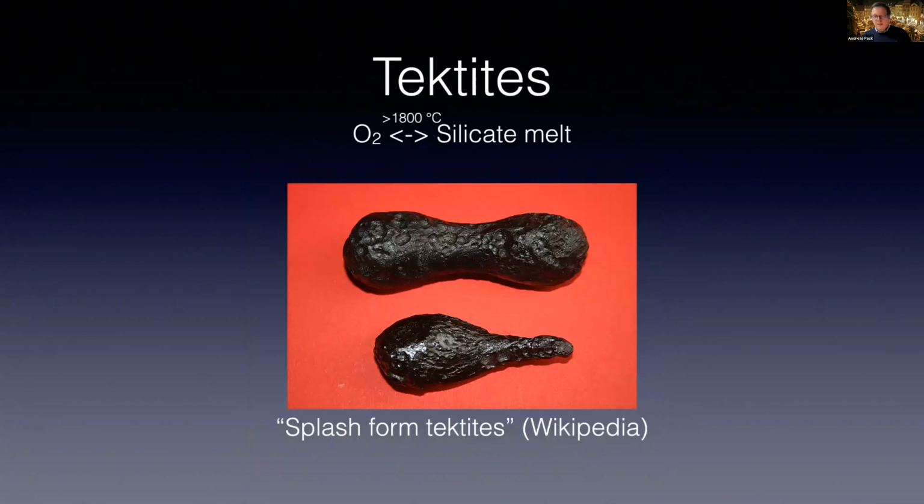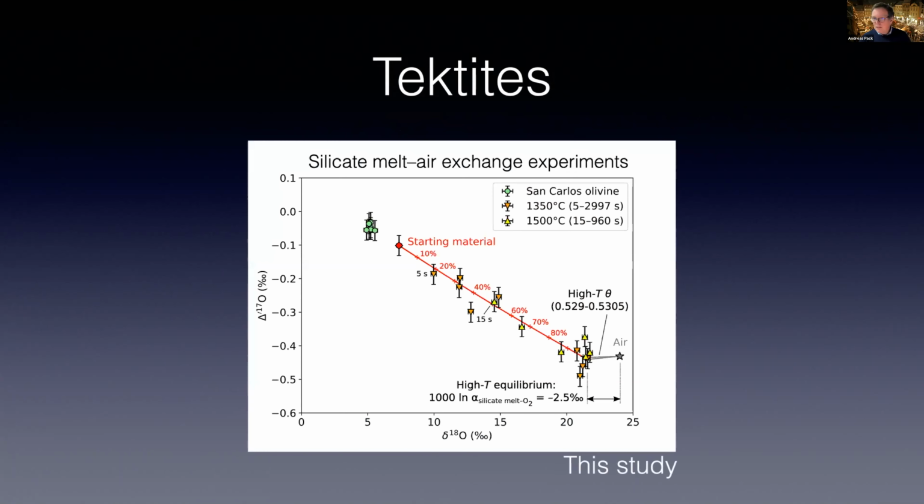Another component that can carry an isotope signature are tektites, and tektites are silicate melts that form in a meteorite impact. These tektites are composed of nearly pure target material, with if any, very little meteoritic component in it. So you can assume that it's a target material, so it's Earth crust. This Earth crust material is melted, flies through the atmosphere, and then at temperatures exceeding something like 1800 degrees Celsius, the air O2 exchanges with the silicate melt. And we have done exchange experiments, and this is a starting material that we melted at 1350 and 1500 degrees Celsius.